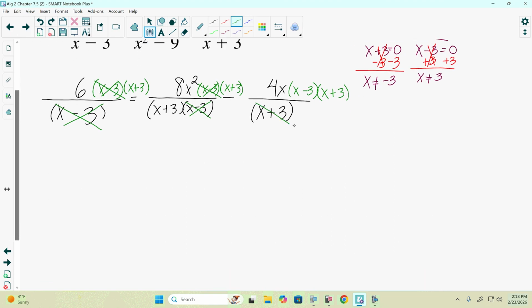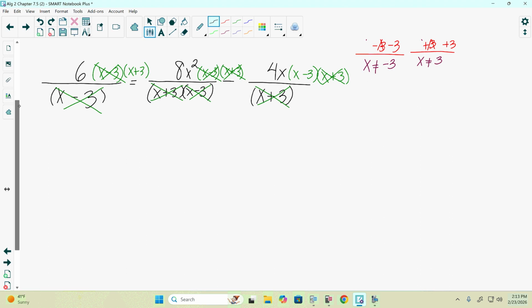Because for the far right one, x plus 3 over x plus 3 will reduce. In the middle, the x plus 3 over x plus 3 would reduce. In the far left, the x plus 3 won't reduce with anything because there's nothing left on bottom. And what that leaves us with is 6 times x plus 3 is equal to 8x squared minus 4x times x minus 3. Questions on this here?